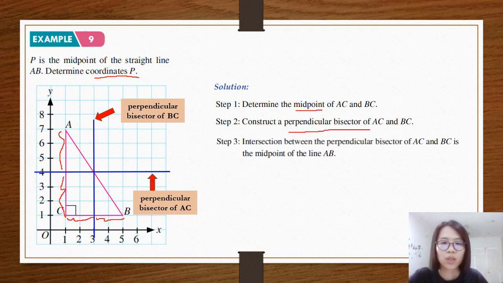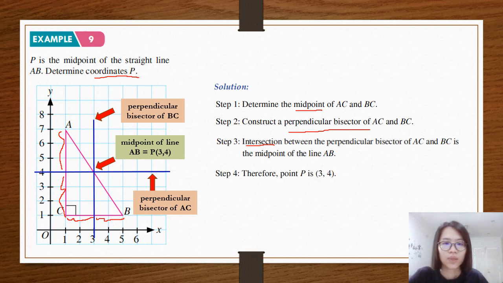Next, step 3, the intersection between the perpendicular bisector of AC and BC is the midpoint of the line AB. So, this is the point where the perpendicular bisector of BC and the perpendicular bisector of AC intersect. Step 4, point P is the midpoint.